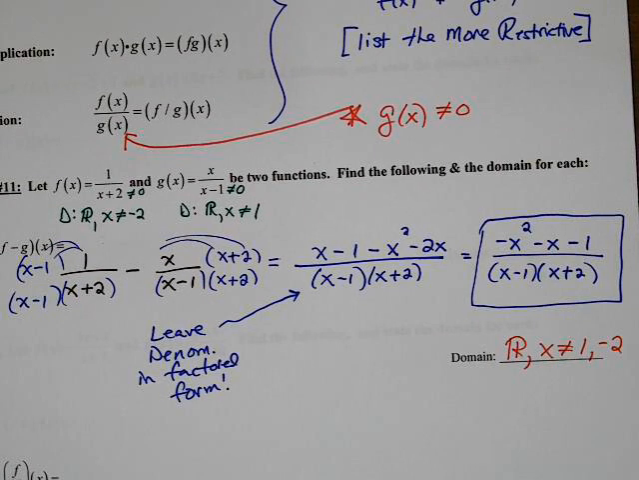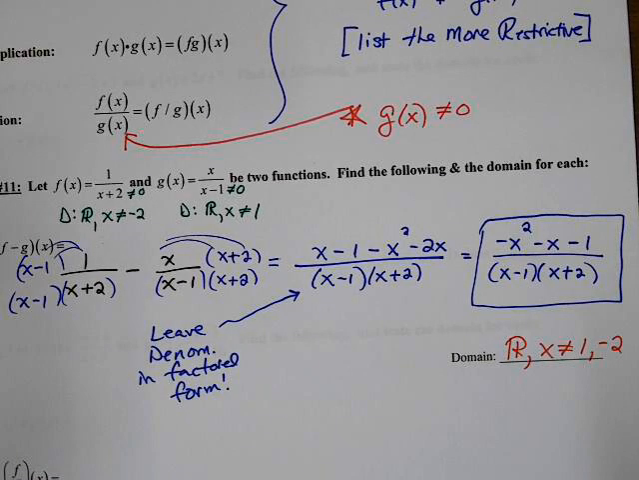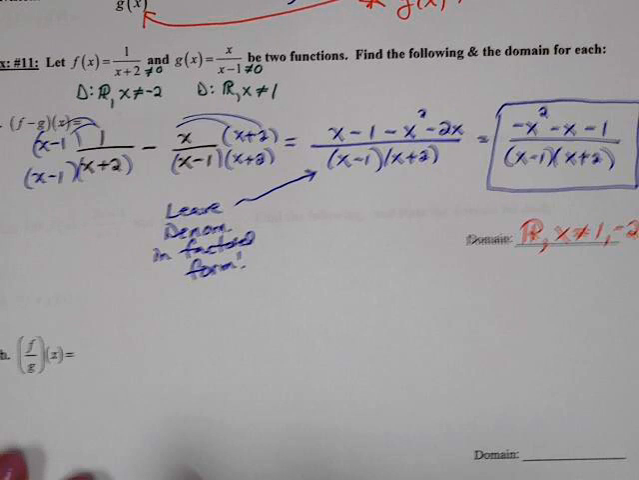So people ask me, where am I supposed to look for domain? Do I look in the beginning, the middle, or the end? And the answer is you look everywhere. You grab all those restrictions that you need. Okay, I'm going to go ahead here and do the dividing one.